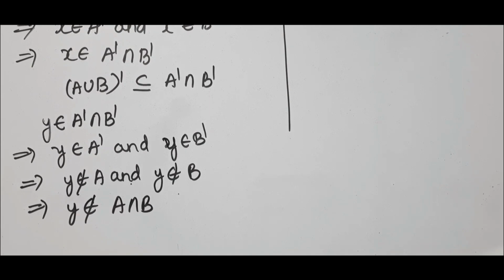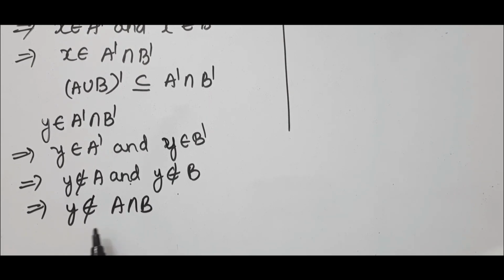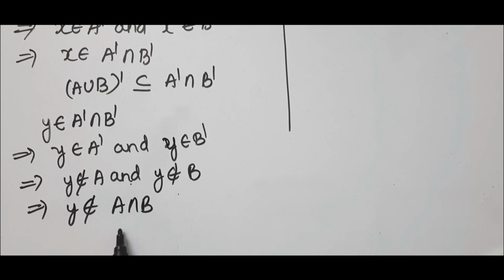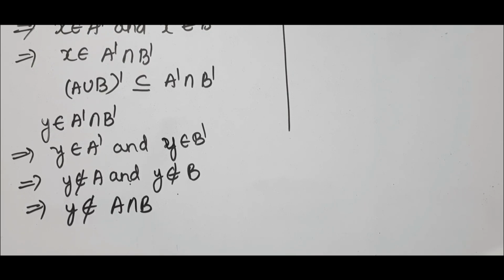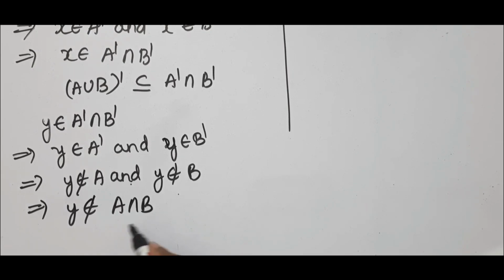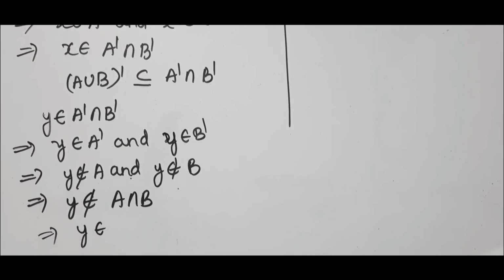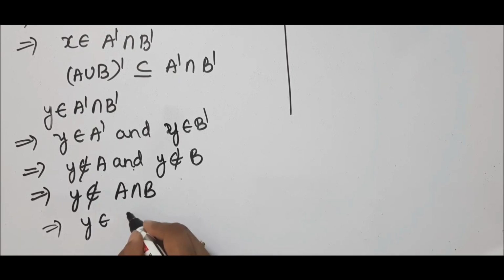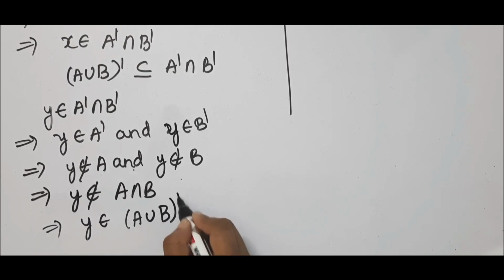Now, when y does not belong to A intersection B, it is not a common element of A and B. Is it not? So when it is not an element of set A and B, it won't be in the union also. So this can be written as y does not belong to A union B, which can be written as A union B whole complement. Is it not? So when y does not belong to A intersection B, it won't be in the union set also.